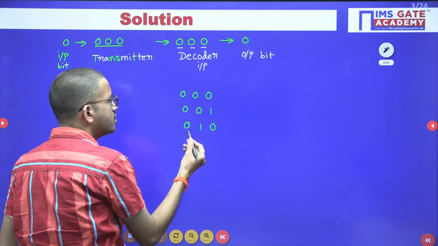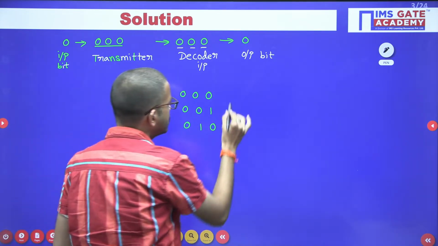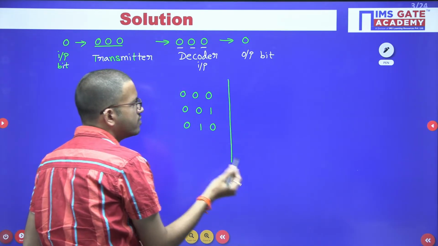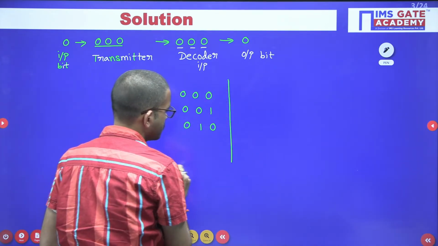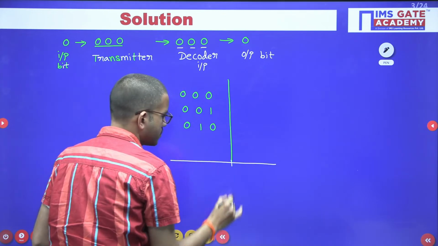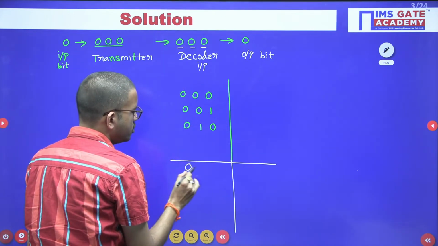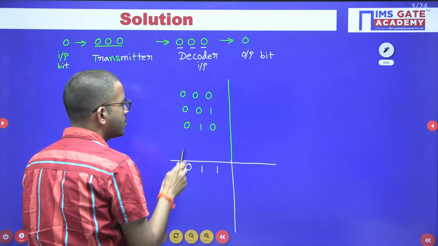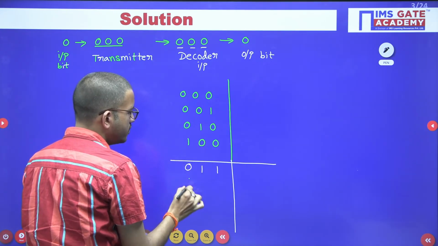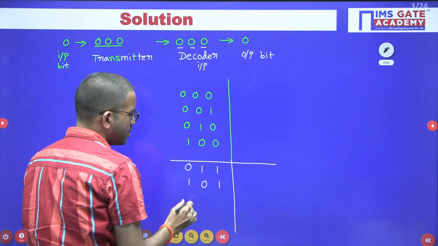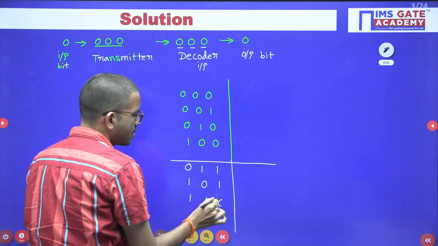Triple 0, 0, 0, 1, 0, 1, 0. Next combination you will get 0, 1, 1. So for the timing I am writing here. 0, 1, 1, then 1, 0, 0. After that 1, 0, 1, then 1, 1, 0, then 1, 1, 1.